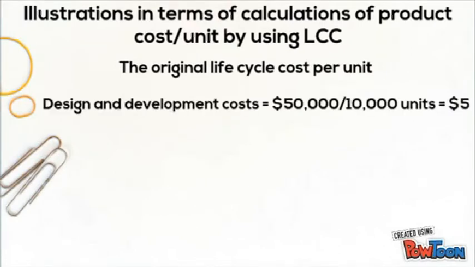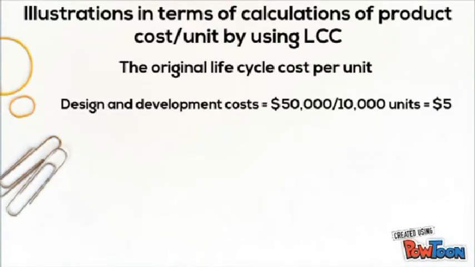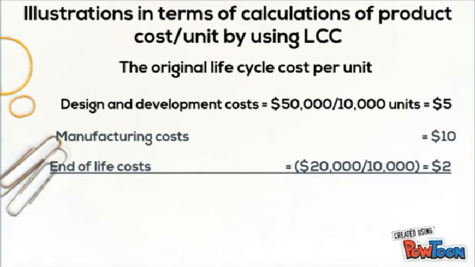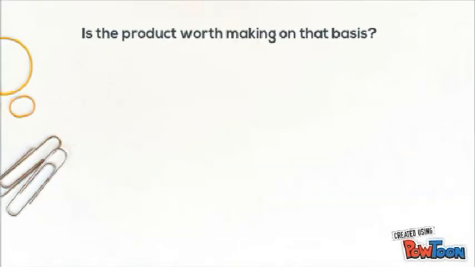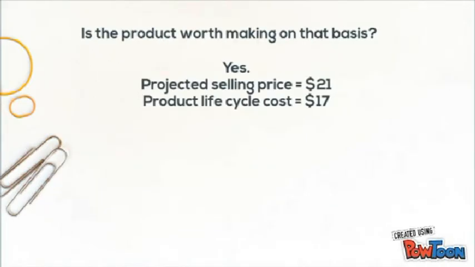Now, let us look at the answers, shall we? Design and development costs would be $5 per unit, manufacturing costs would be $10 per unit, while end-of-life costs would be $2 per unit, making total life cycle cost per product equivalent to $17 per unit. Now, is the product worth making on that basis? The answer is yes, since it will bring an estimated profit of $4 per unit.